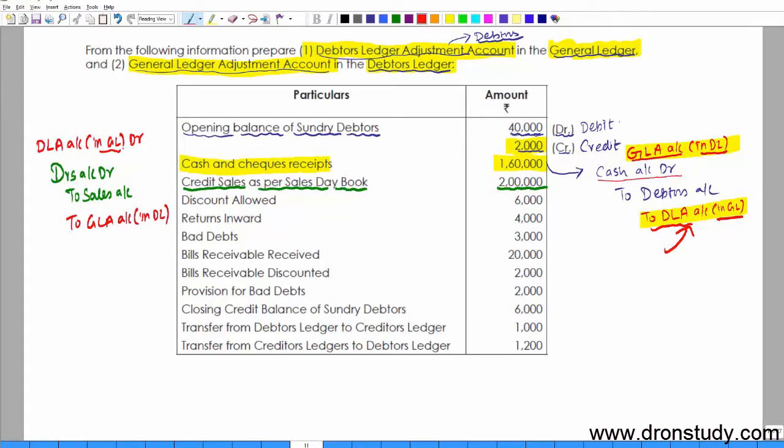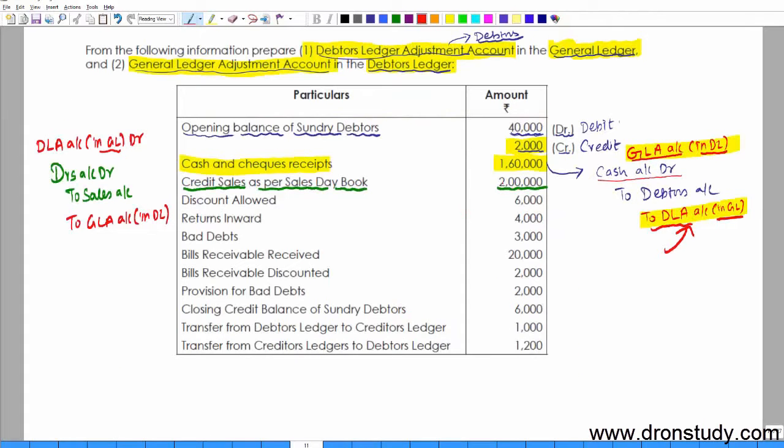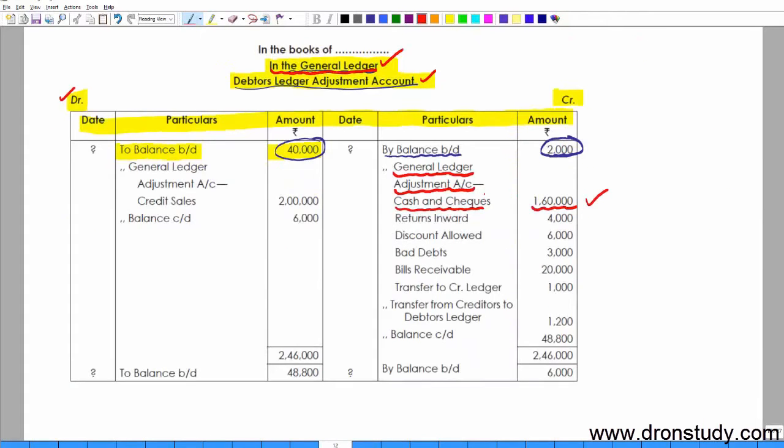Okay, and in general ledger, debtors ledger adjustment account should be debited. So let us go to general ledger, and debtors ledger adjustment account should be debited. It means we should go to debit side. And what is the amount? Amount is 2 lakhs. So let's write. Already we have written to general ledger adjustment. Okay, so in that we'll write credit sales 2 lakhs.